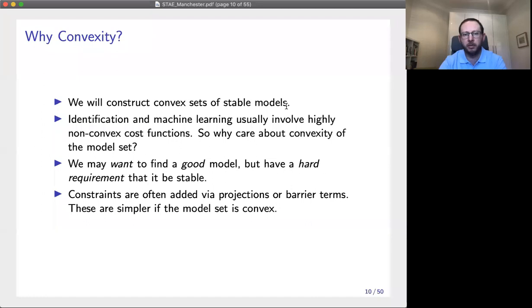We might want to find a good model, so try to find a model with low fitting error. But on the other hand, we might have a hard requirement that it is stable. So this is kind of a hard versus a soft requirement. And usually model constraints are imposed during the fitting process via some kind of projections or barrier terms. And these are generally much simpler and much more computationally efficient if the model set you're working with is convex.